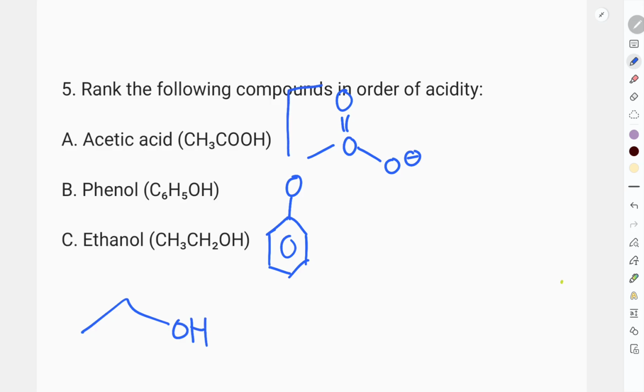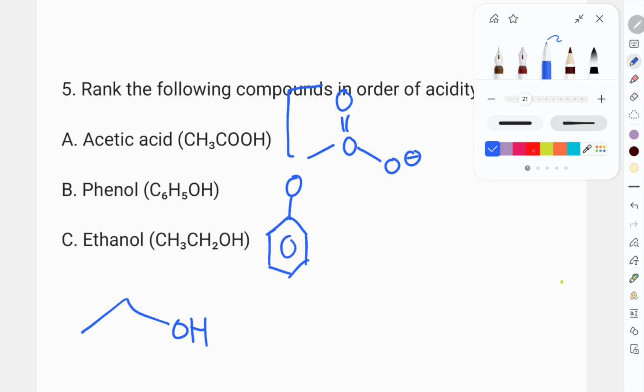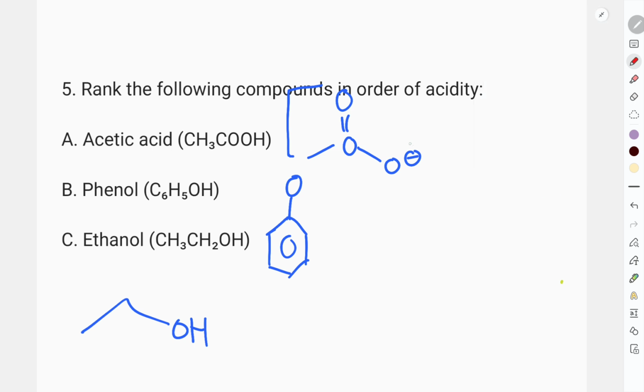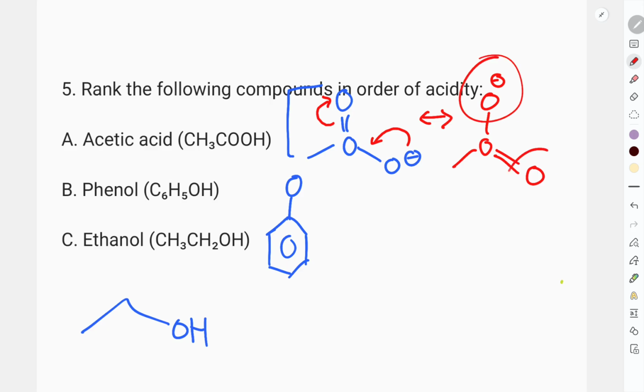Now, for acetic acid, we can do some resonance here. I can donate this negative charge over here, and then we can break this bond, and it will look something like this. So basically, we distributed the electron over these two oxygens. And for phenol, we know that if we have a negative charge, we can distribute it over the benzene ring. Now, which one is more stable, phenol or acetic acid?